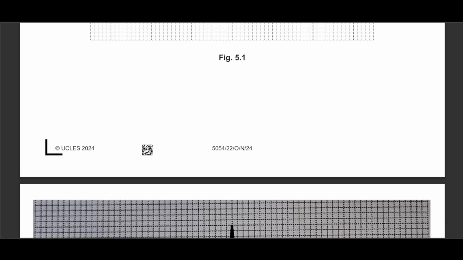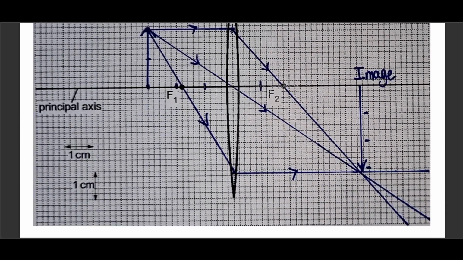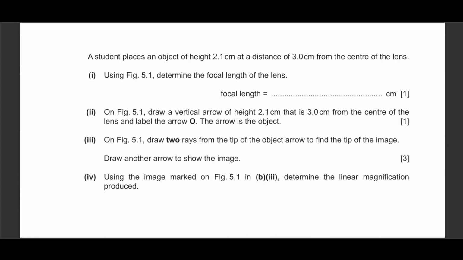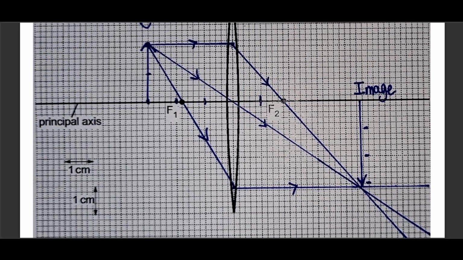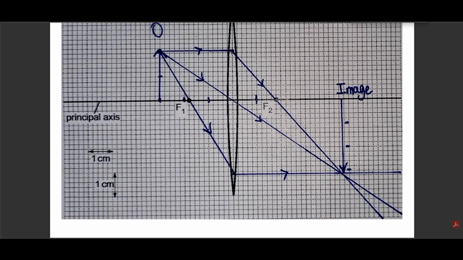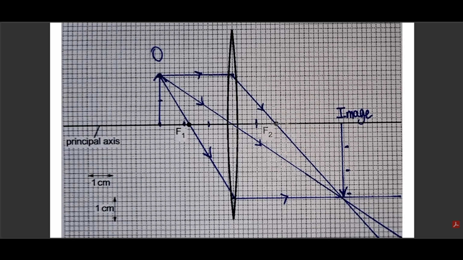Let's see what the diagram looks like, what the question states. He says the height is 2.1. It's at 3 centimeters. What's the focal length? You can do this by counting the boxes, then draw with the object 2 rays, then another arrow. So I'm going to show all of these parts all at once. This is what your diagram should look like. Let me just zoom out for a bit. This is what it should look like.